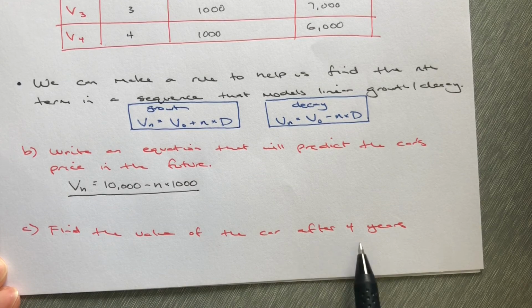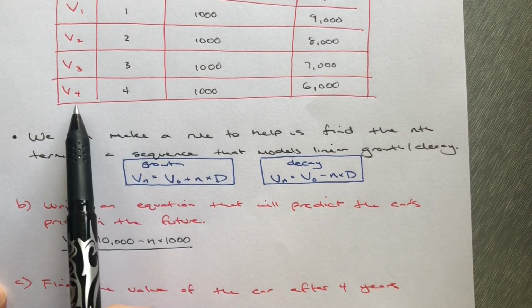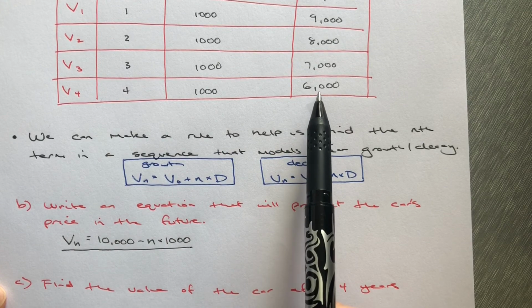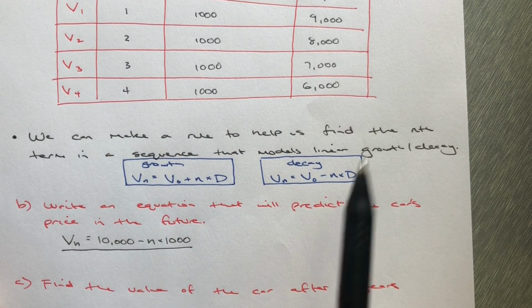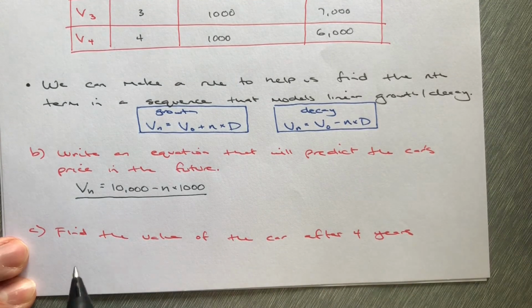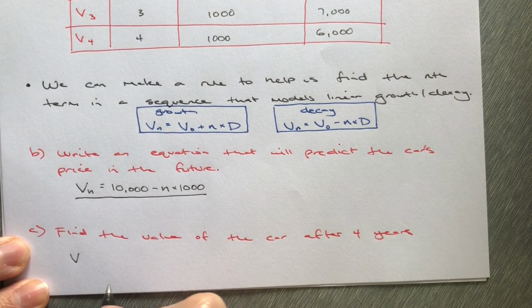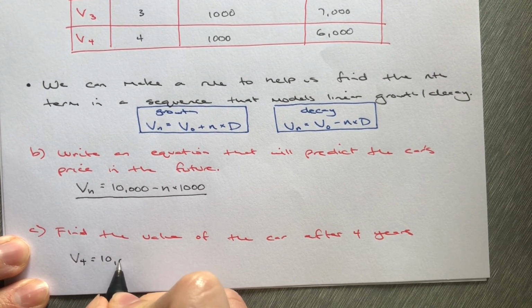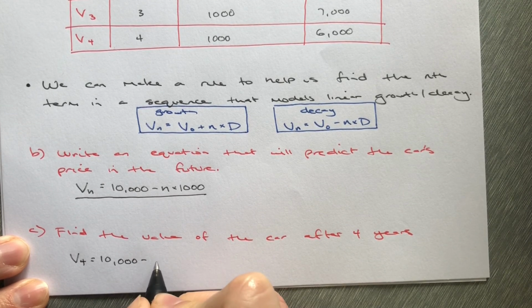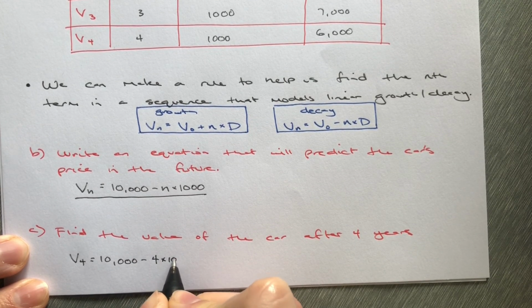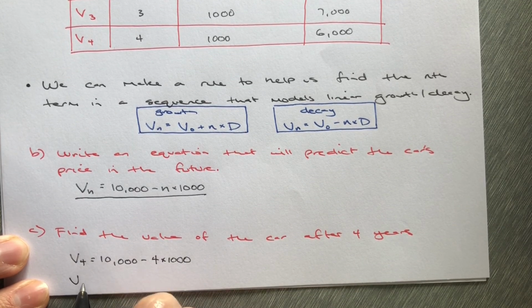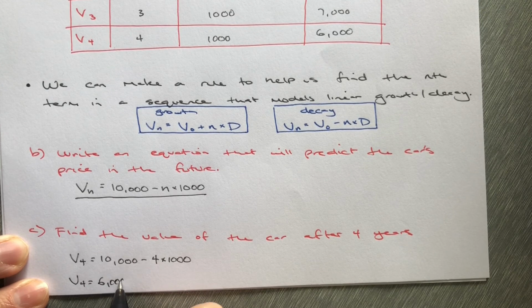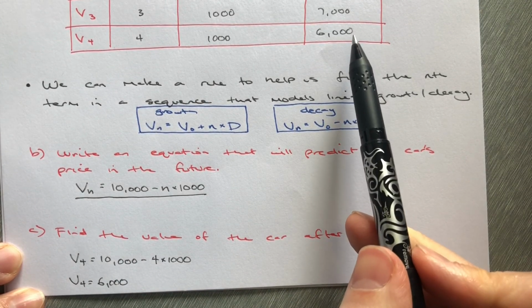Now let's just use this example here, C, this question here, to see if the rule actually works. So find the value of the car after 4 years. With this table up here, we already worked out the value of the car after 4 years was 6,000. So let's use this rule and see if we get the same thing. Okay, so we want the value of the car when n is 4. Okay, so we change n to 4. All right, now we still have 10,000 there, minus we change this n to 4 as well. All right. So the value after 4 years is 10,000 minus 4 times 1,000, so that's 4,000. So our answer is 6,000, which is the same as what we had up here.